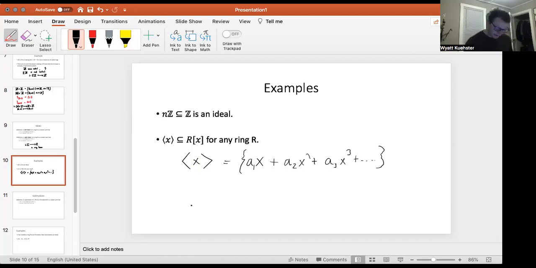This is an ideal because if I add two polynomials with no constant term, the result has zero constant term. And if I multiply two polynomials with no constant term, oh yeah, I don't need to do that. Right, it's also a subring. But if I multiply a polynomial with a zero constant term by an element of the ring R, then it's still in the ideal. Hang on.